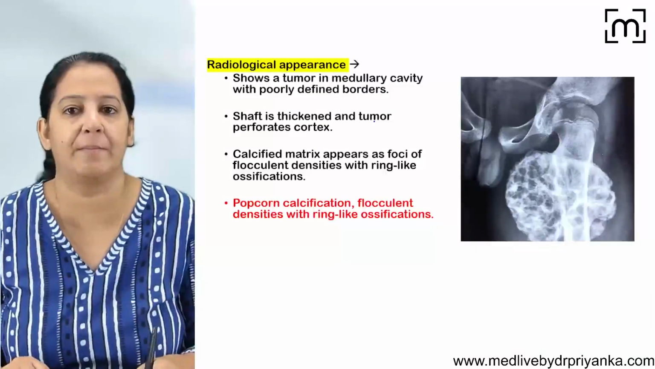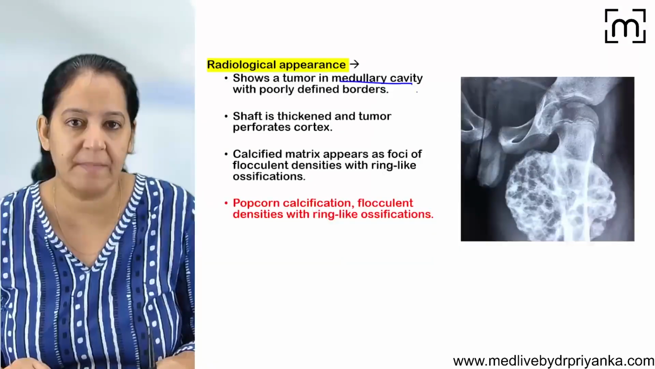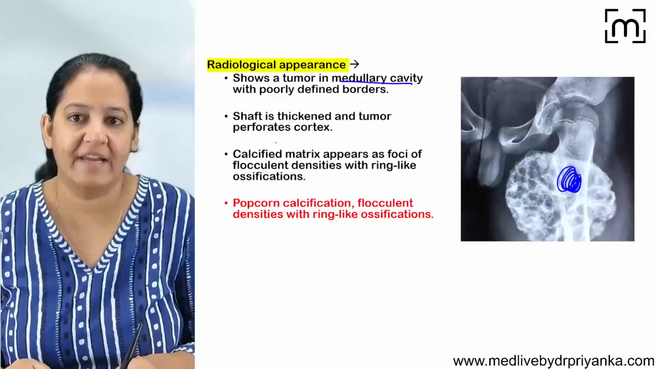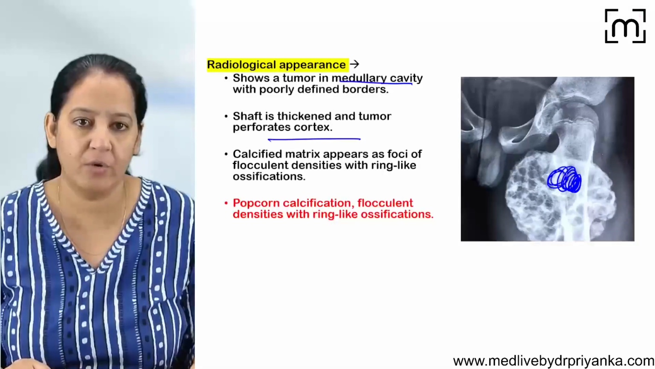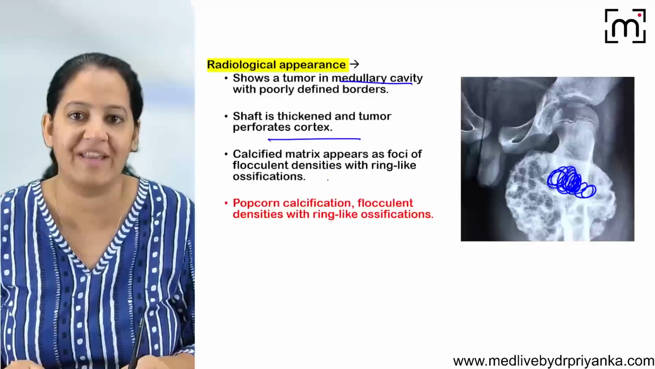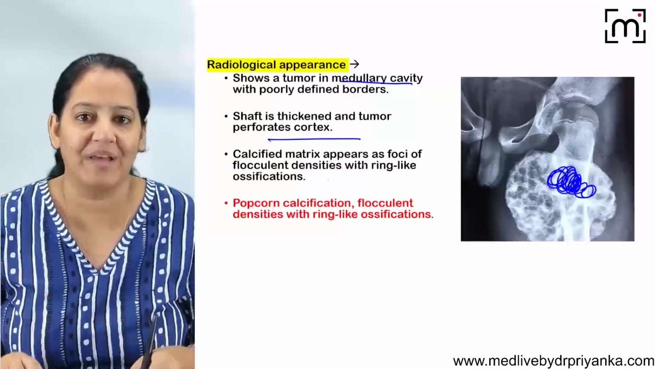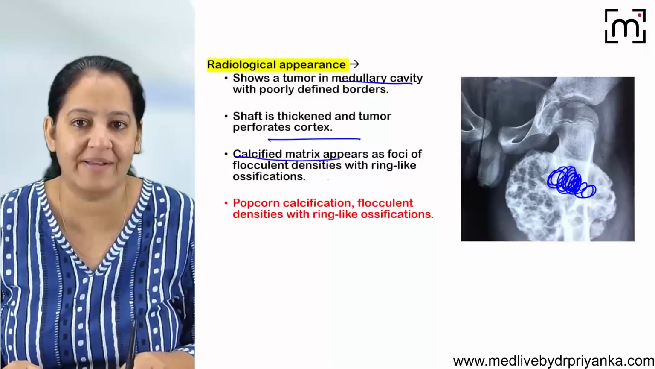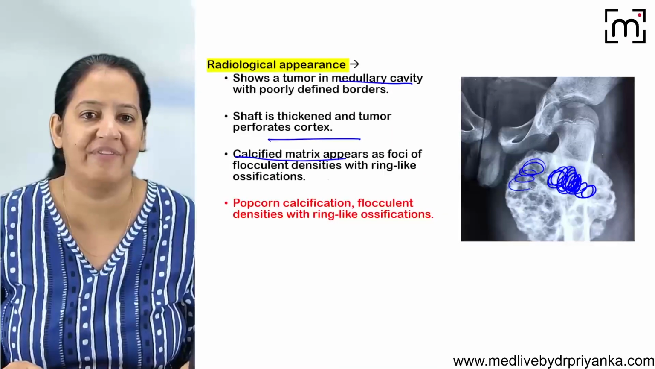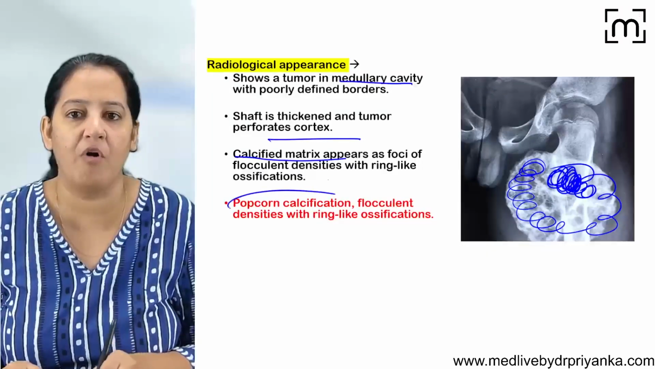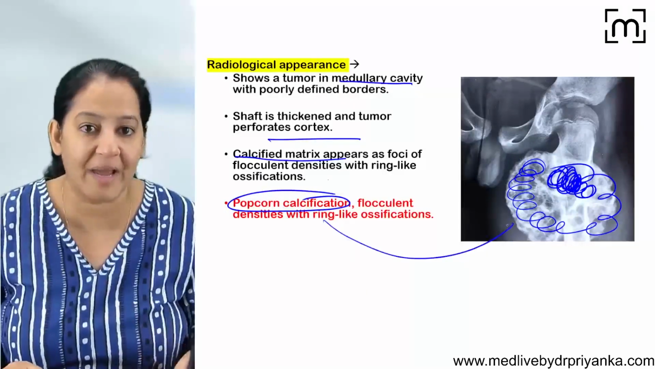Radiological appearance is very important. The tumor arises from the medullary cavity. Then it perforates the cortex. Slowly it grows in the cortex and perforates the cortex. After perforating the cortex, it goes into the soft tissue in the form of calcification and ossification. The calcified matrix is there, appearing in the form of popcorn calcification. It is looking like popcorn.